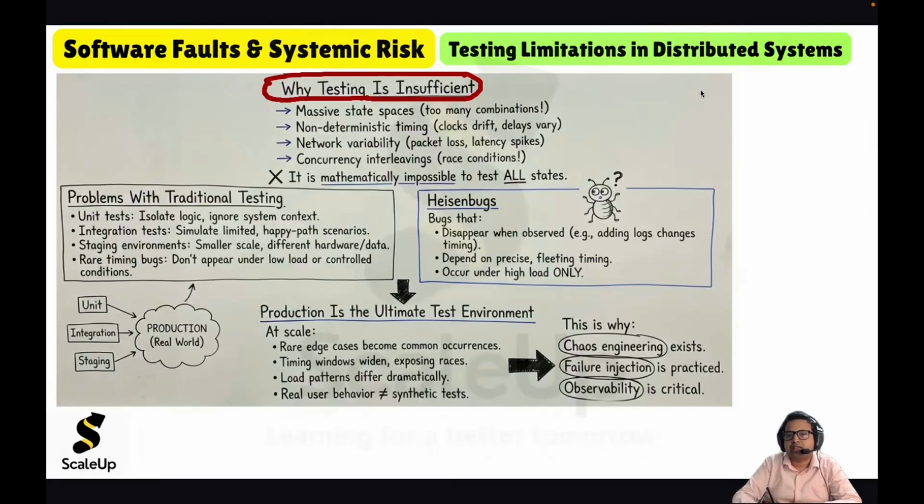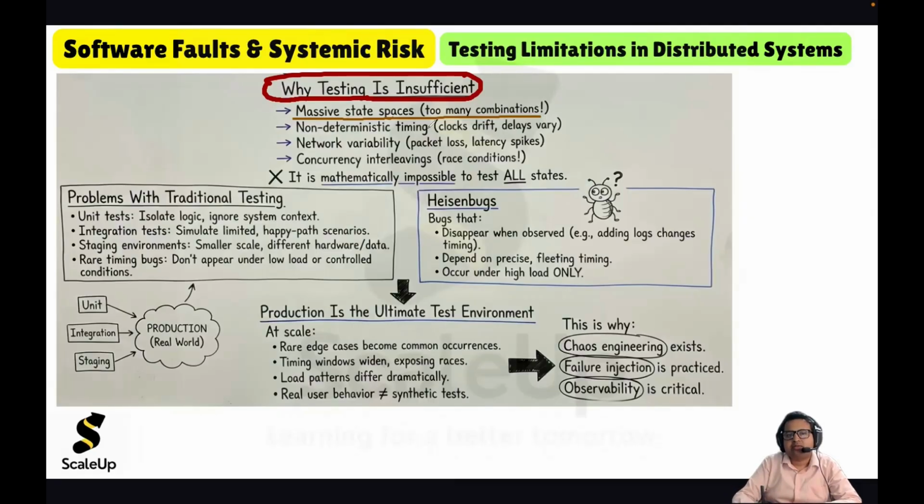And what are those testing limitations? In distributed systems, there can be massive state spaces. Too many combinations, and we cannot test all those combinations. The number of possible configurations and situations in complex distributed systems can grow exponentially, and it can even exceed our ability to simulate it. There is no way we can simulate all the state spaces. That is the testing limitation in distributed systems we are talking about.